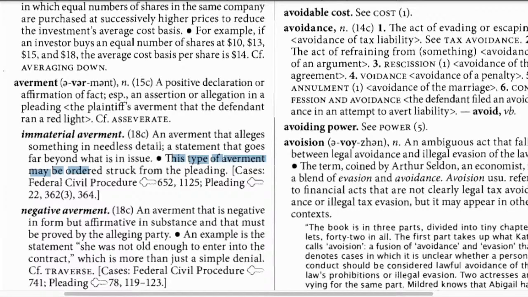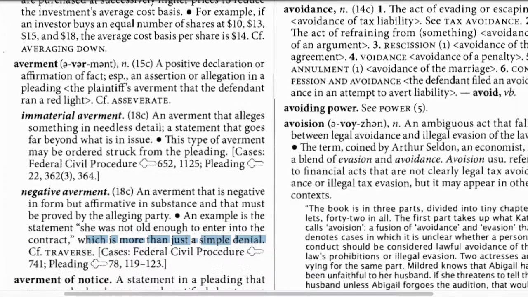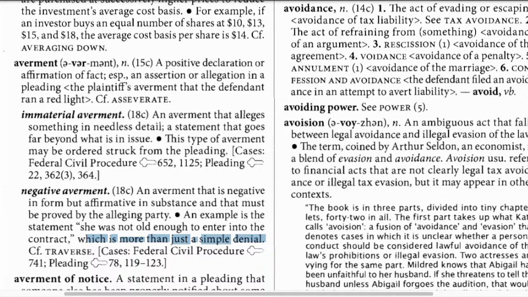And there's a negative averment, which is strange because averment's a positive declaration. So a negative averment is an averment that is negative in form, but affirmative in substance, and that must be proved by the alleging party. An example is a statement, she was not old enough to enter into the contract, which is more than just a simple denial. Wow, that's a tricky one. Negative averment.